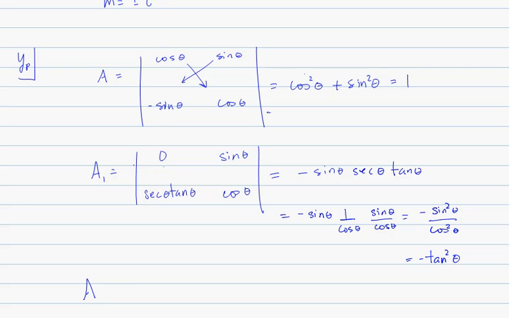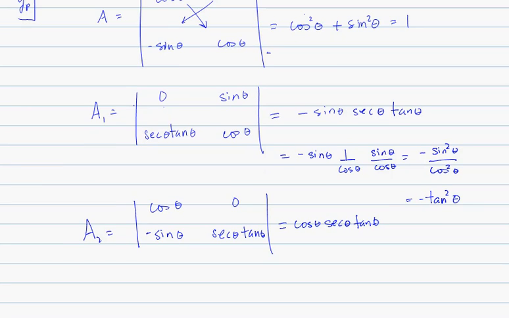Okay, and then now A2, we substitute instead, so we keep the first column the same from the matrix A, and then the second column becomes 0, secant theta tangent theta. And in this case I have cosine theta times secant theta tangent theta. And that becomes, now secant is 1 over cosine, so these two cancel and I get tangent theta.